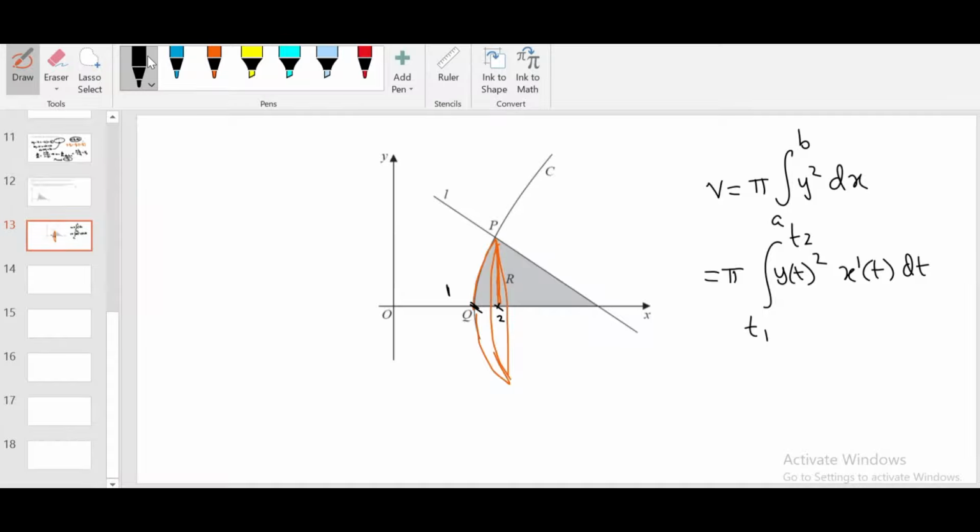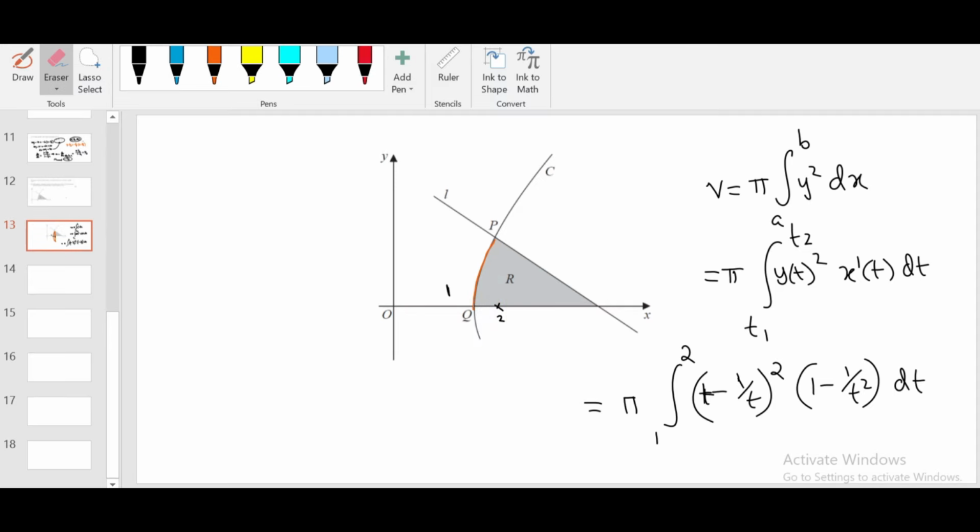So what I'm going to do, I'm going to integrate pi integral 1 to 2 of y of t, where y is t minus 1 over t, y of t whole square, times x dash of t, which is 1 minus 1 over t square, dt. You expand it and integrate, you will get this volume. And then the other side, you have a triangle actually. This one is a triangle. You rotate it, you will get a cone. You will get a cone actually.